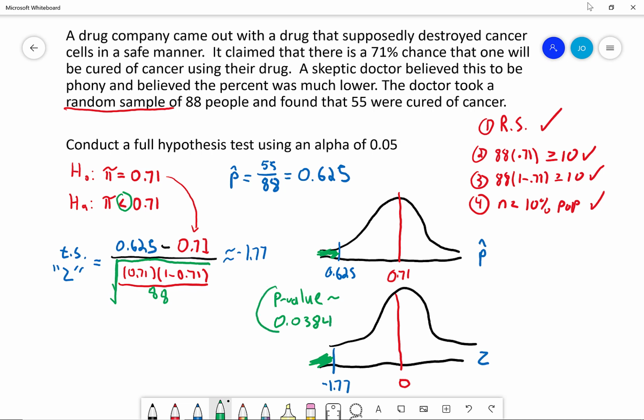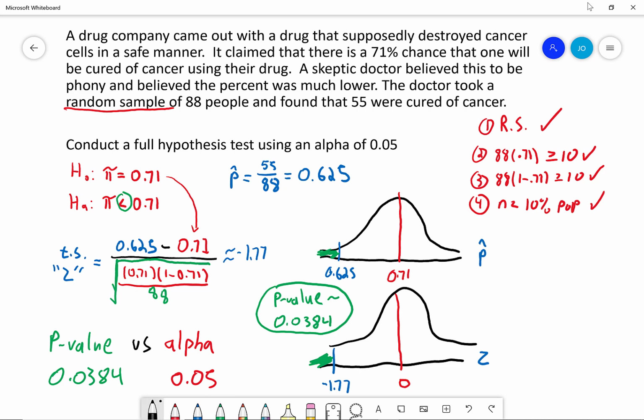Cool. That is our p-value. And all we'll do is compare our p-value versus alpha. And alpha in this case was 0.05. Our p-value is 0.0384. So we find our p-value is less than alpha.